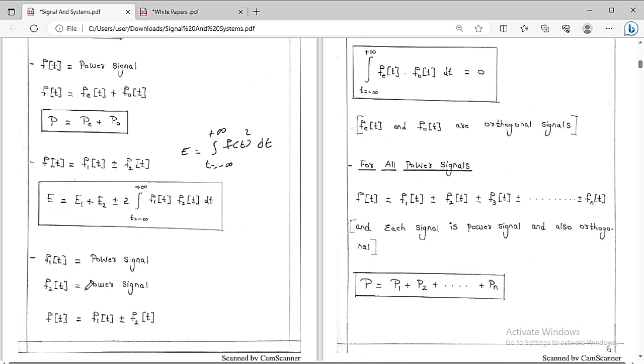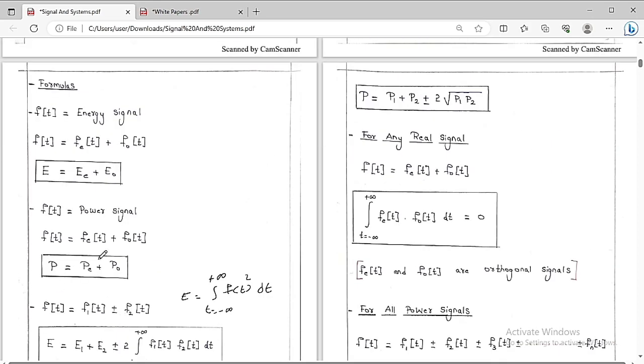For this signal, f of t is equal to f1 of t plus or minus f2 of t. Suppose f1 of t is a power signal and f2 of t is a power signal, then we can say that the f of t signal is also a power signal. So the net power present in f of t is equal to p1 plus p2 plus or minus 2 into under root of p1 p2. So p is equal to p1 plus p2 plus or minus 2 into under root of p1 p2. This point you always have to keep in your mind.